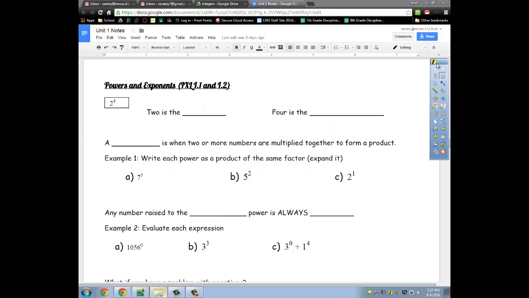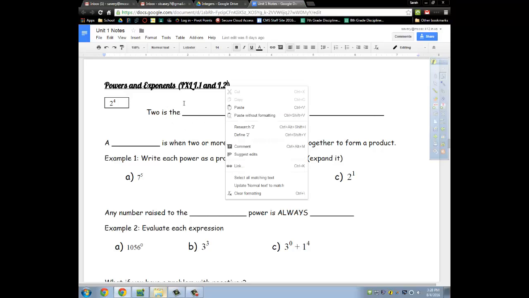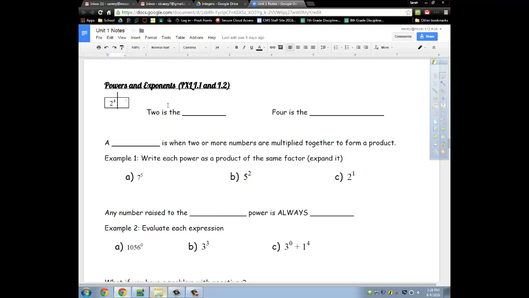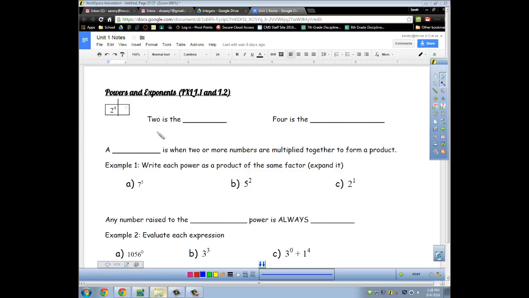Today we're going to be talking about powers and exponents, which you should have talked about exponents before. So in this little box, I have something that says 2 to the fourth. So 2 is what we call the base. The base is just the number that is literally larger in size. And 4, this little number in the corner, is called the exponent.